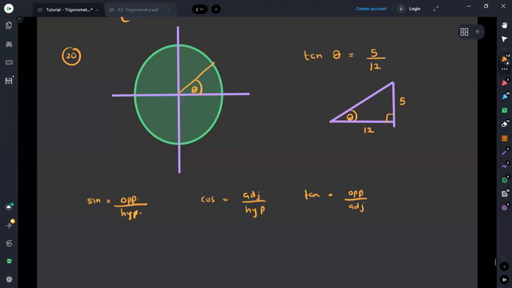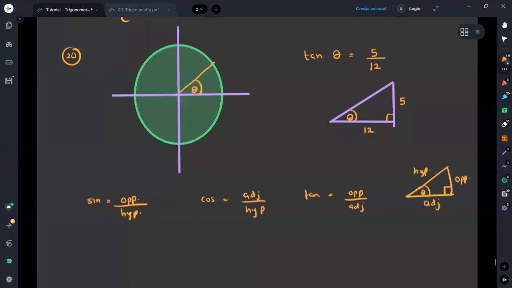Therefore, if we have drawn a triangle in this form, a right angle triangle, and if it is theta, then this is said to be the opposite side of theta, and this is what we are calling the adjacent side of theta, and this is said to be the hypotenuse of the triangle.